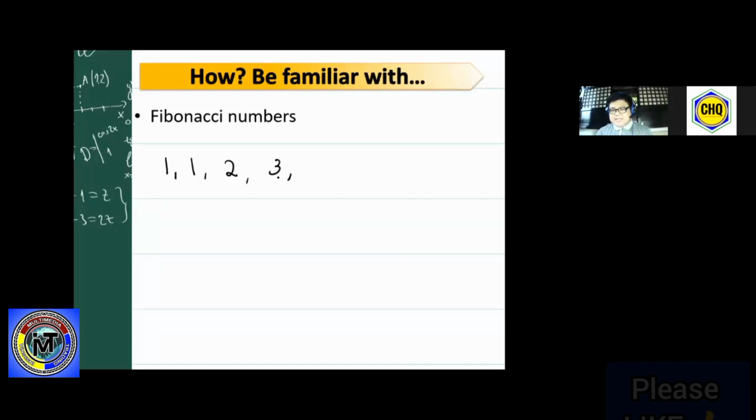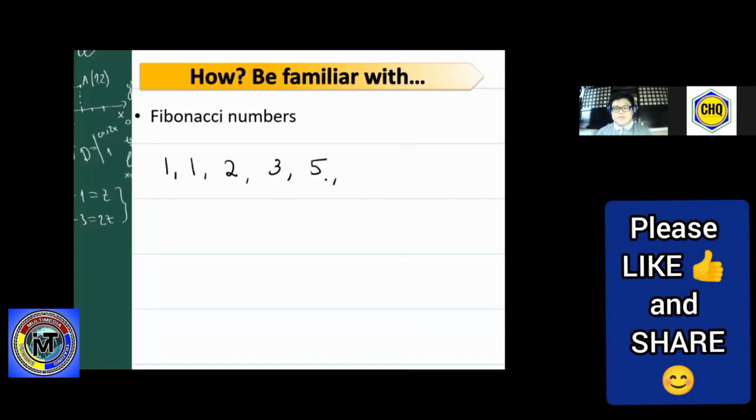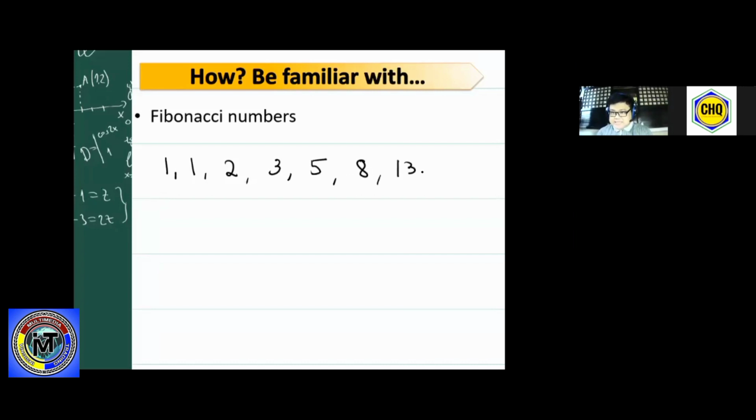2 plus 3, that is 5. Then next is 3 plus 5, that will be 8. 5 plus 8, that will be 13. 8 plus 13, that is 21. 21 plus 13, that will be 34. 34 plus 21, that will be 55. So that's the first 10 numbers of the Fibonacci sequence. Or those are the first 10 Fibonacci numbers.